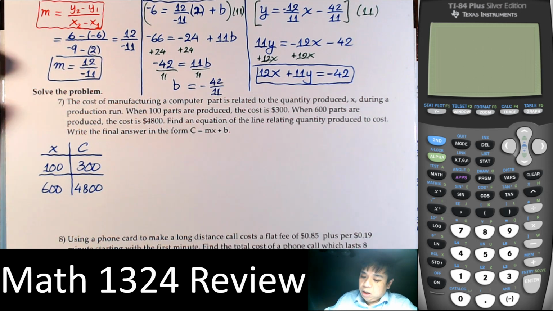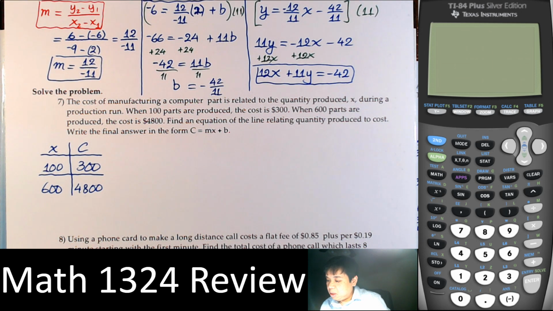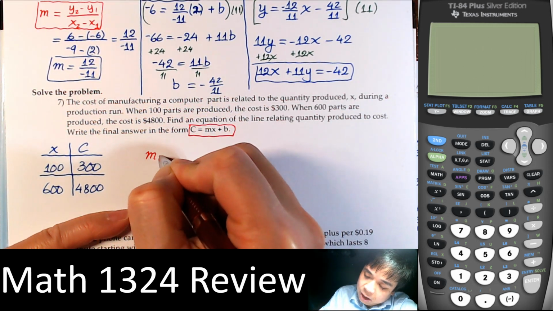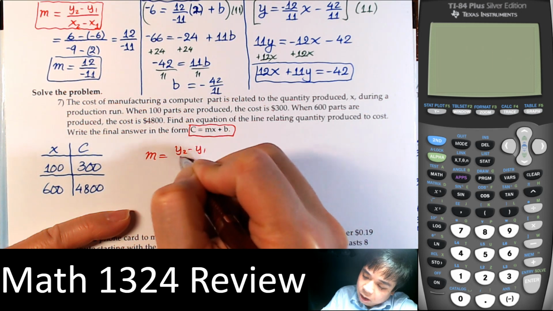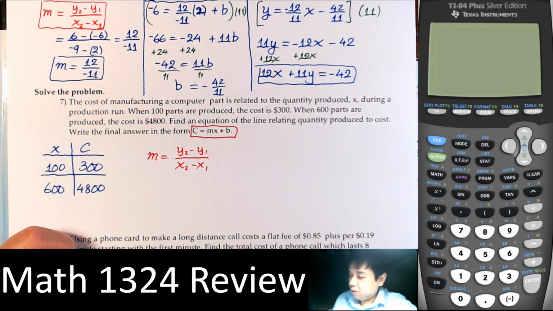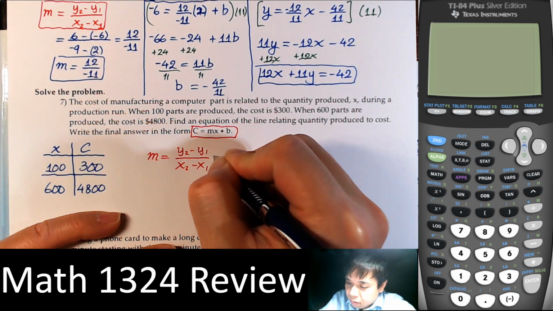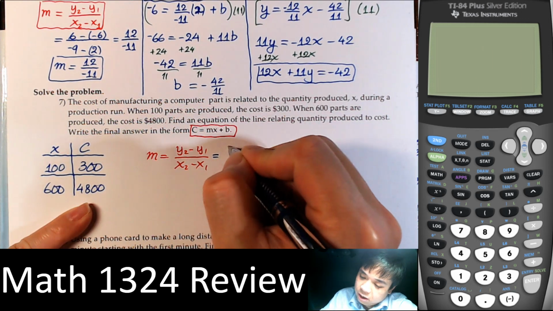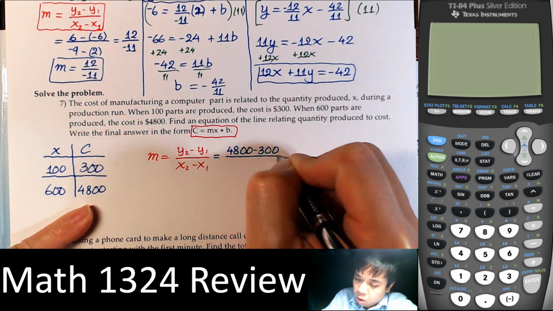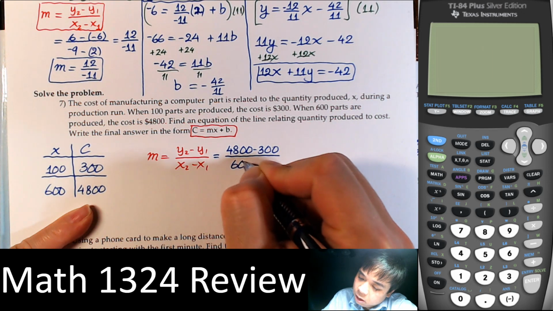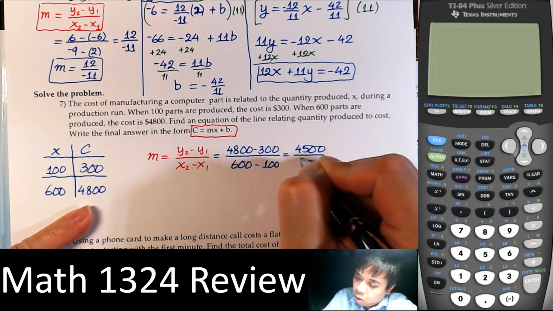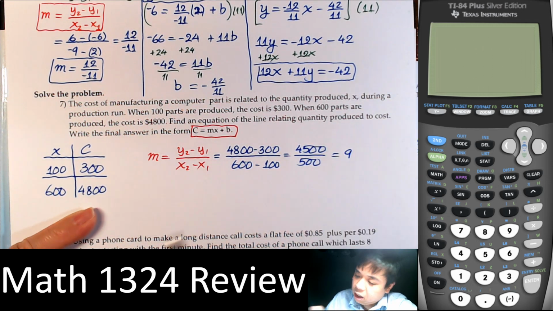So from that, we try to write the equation. C equal to mx plus b. So m, the slope, is y2 minus y1 over x2 minus x1. Here we treat C as y. So y2 minus y1 over x2 minus x1. So 4,500 over 500. That is 9.